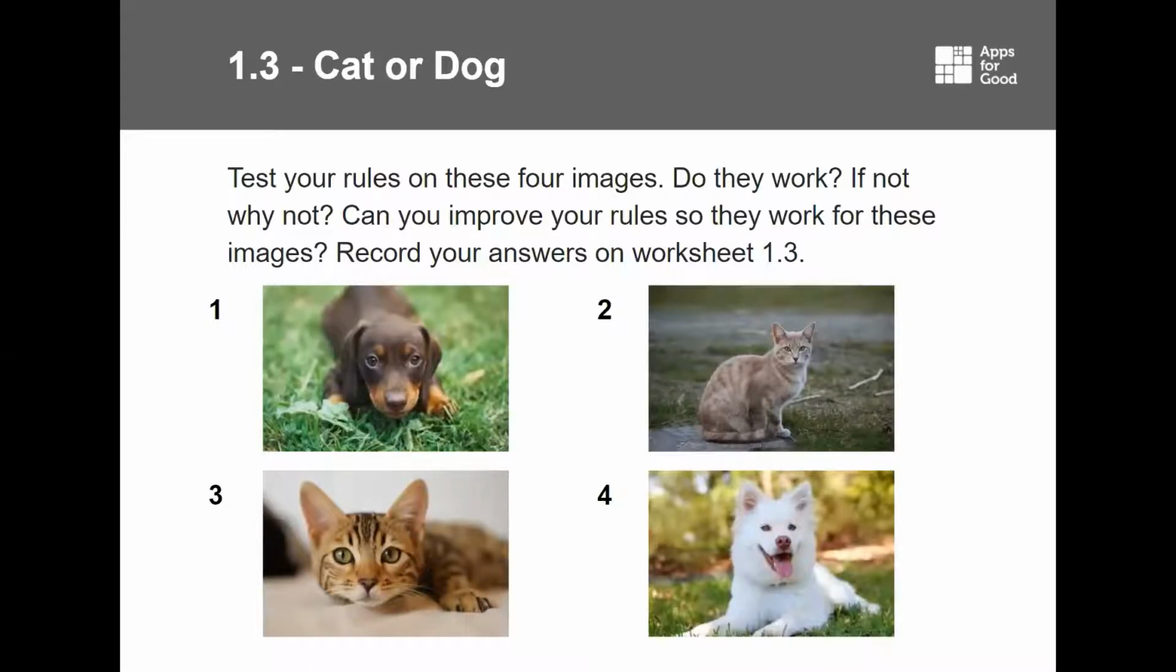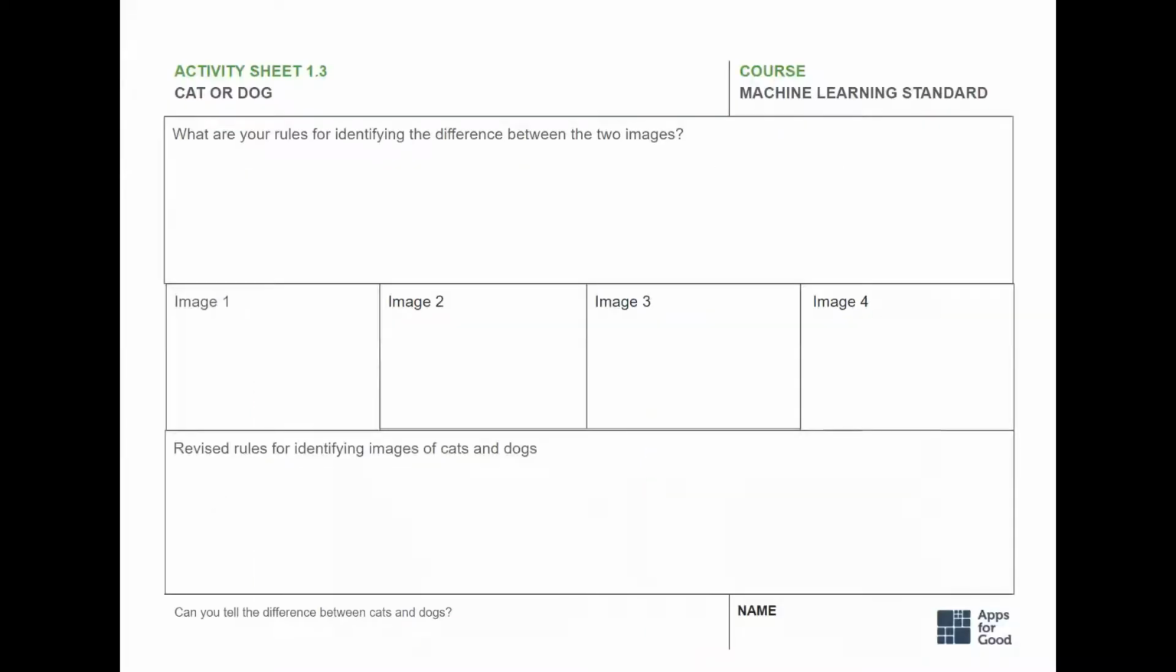Now have a look at these images. Do the rules you have come up with work to identify whether each of the images is a cat or a dog? If necessary, can you improve your rules so they work with these images? Record your new rules on the worksheet.